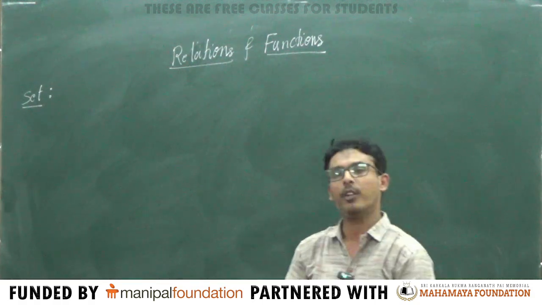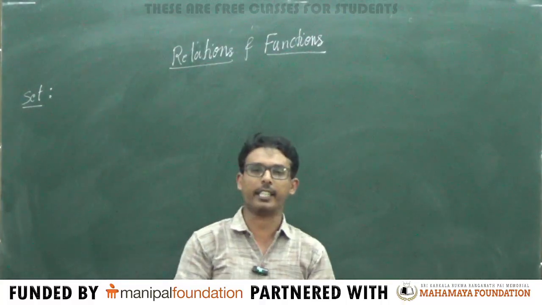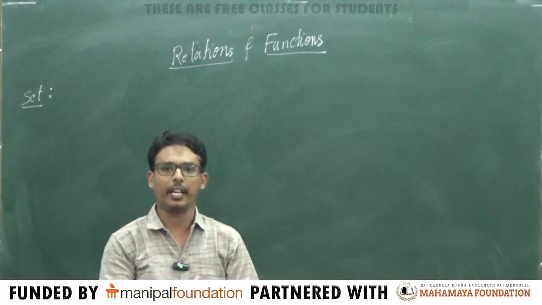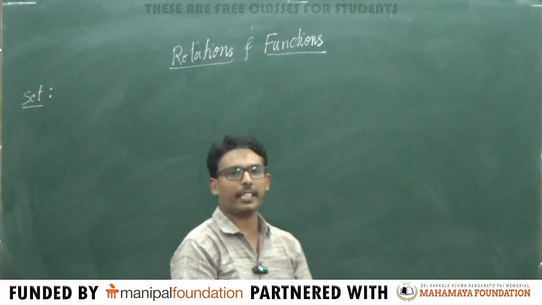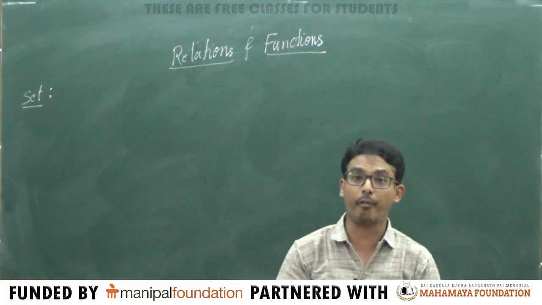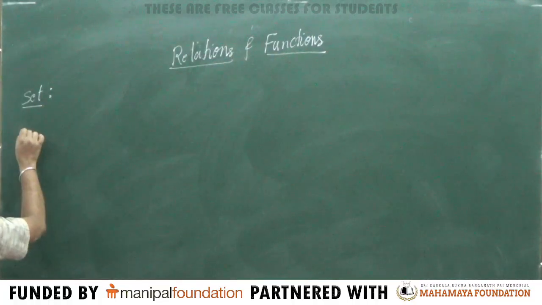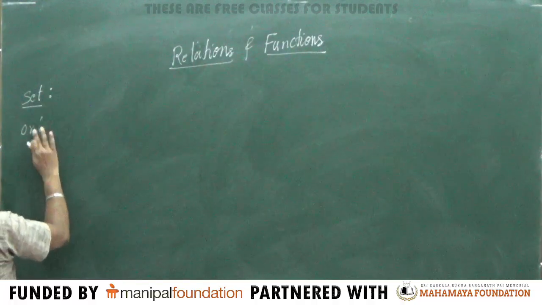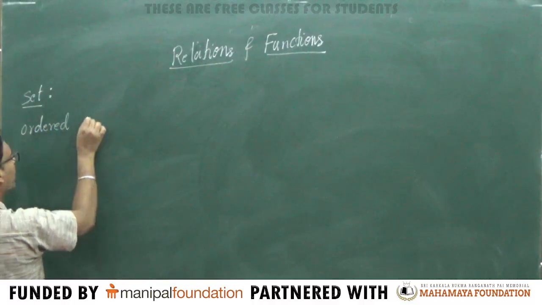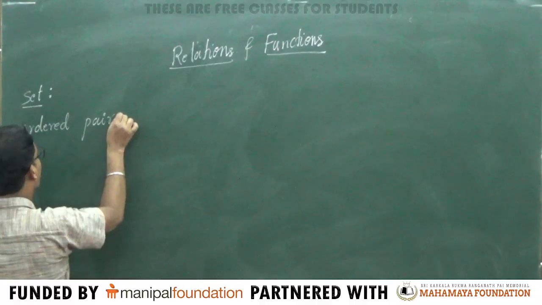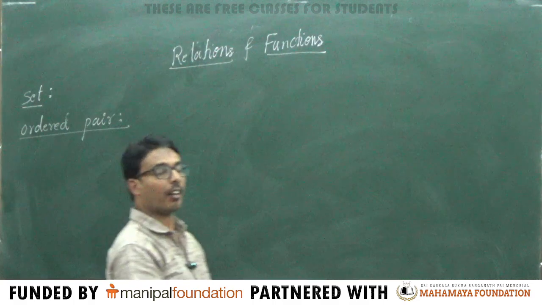A set is a collection of well-defined objects, and you already studied all the properties of sets in the previous classes, and today we will study only relations and functions. So after knowing the definition of a set, the next one is the ordered pair.